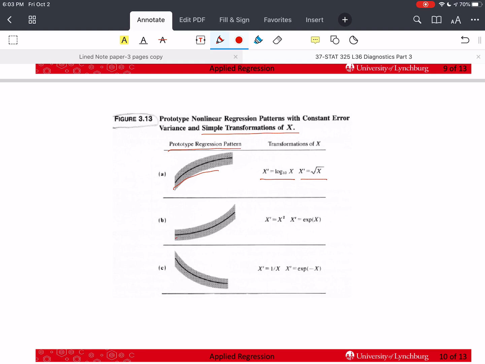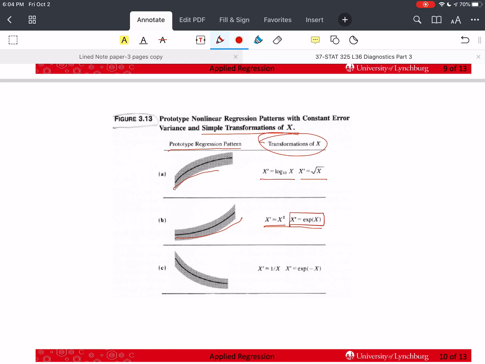And if we have a pattern that's increasing like this, this looks like a square. So if we were transforming Y, we could take the square root. But if we want to transform X, and these are all transformations of X, then we could take the square, or we could take e to the X as our transformation.